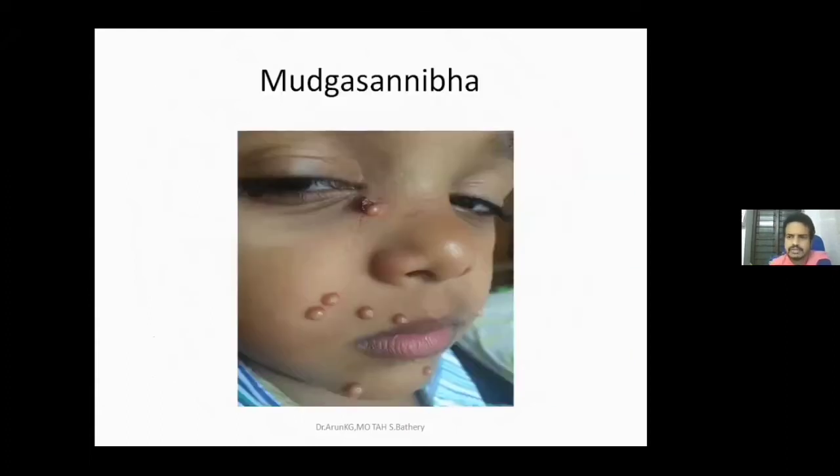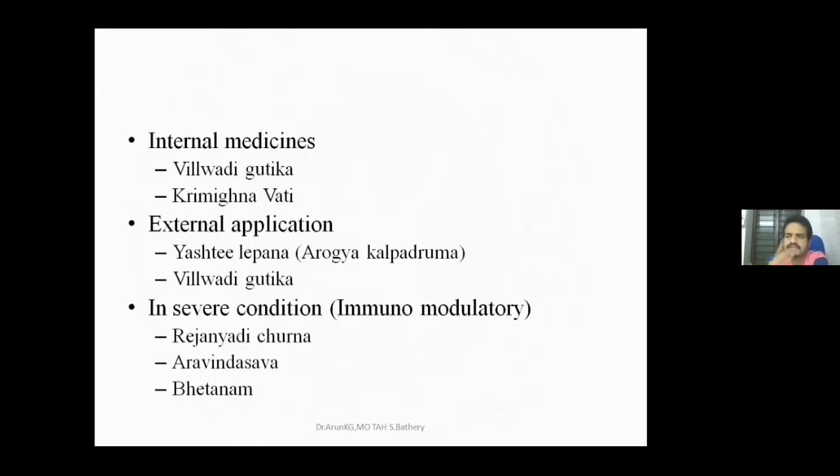Here the diagnostic criterion is that the papule will be skin colored and umbilicated. Umbilication means there will be a central punctum, a central depression. In our texts it is also mentioned as Mudga Sanipa. Like one depression is present in Mudga, here also one depression will be there. With that feature itself, we can diagnose this condition clinically.